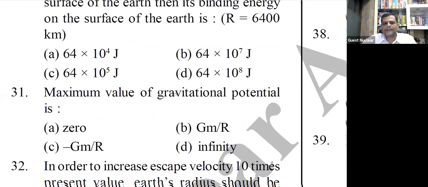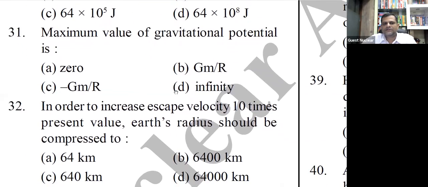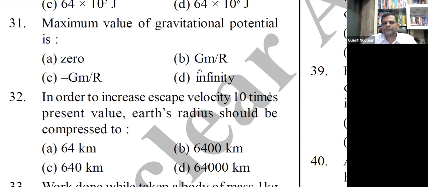Okay. Yes. Then it is the maximum value of gravitational potential is. What can be the maximum value of gravitational potential? It can be infinity, which happens to be at the center of Earth.